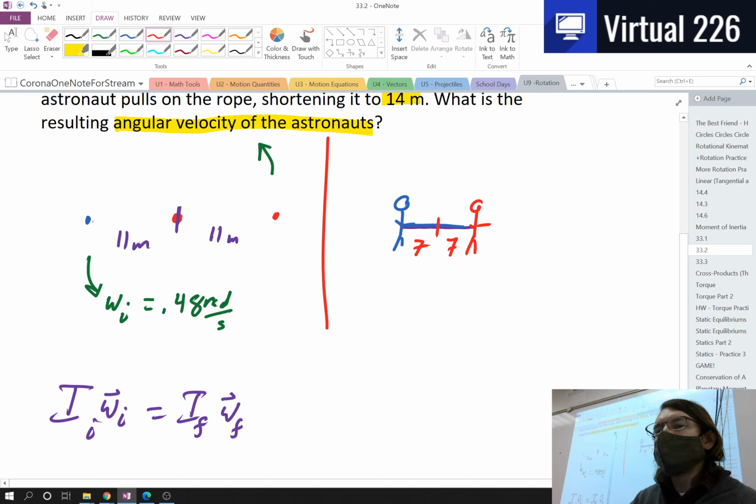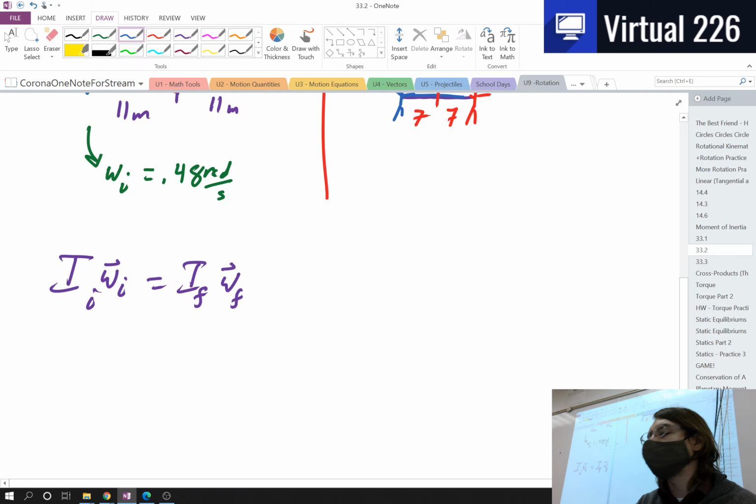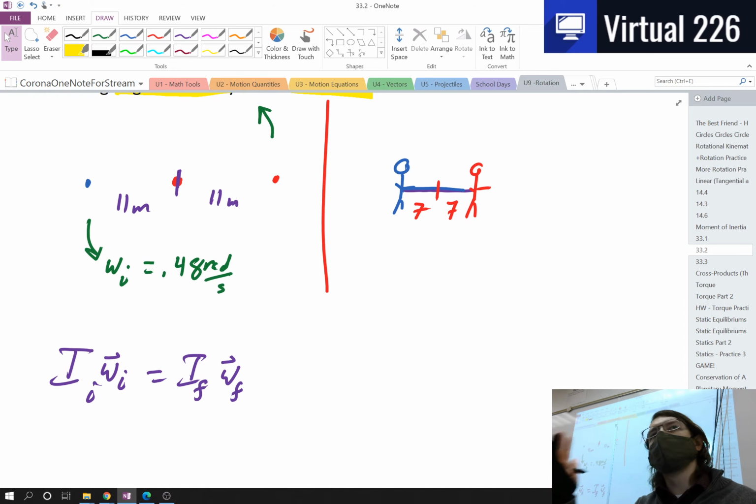So now we just have dots going around in these circles. And we know that for dots, or a point mass, we have a moment of inertia of that. The moment of inertia of a point mass is just mr squared. So what we have initially is a moment of inertia, mr squared, for astronaut 1, added to the moment of inertia of astronaut 2, and then both of them each have their corresponding angular velocity.